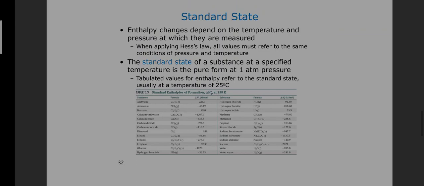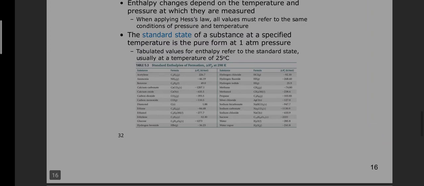Next is standard states. Enthalpy changes depend on the temperature and pressure at which they are measured. When applying Hess's law, all values must refer to the same condition of pressure and temperature. The standard state of a substance at a specified temperature is its pure form at 1 atm pressure.